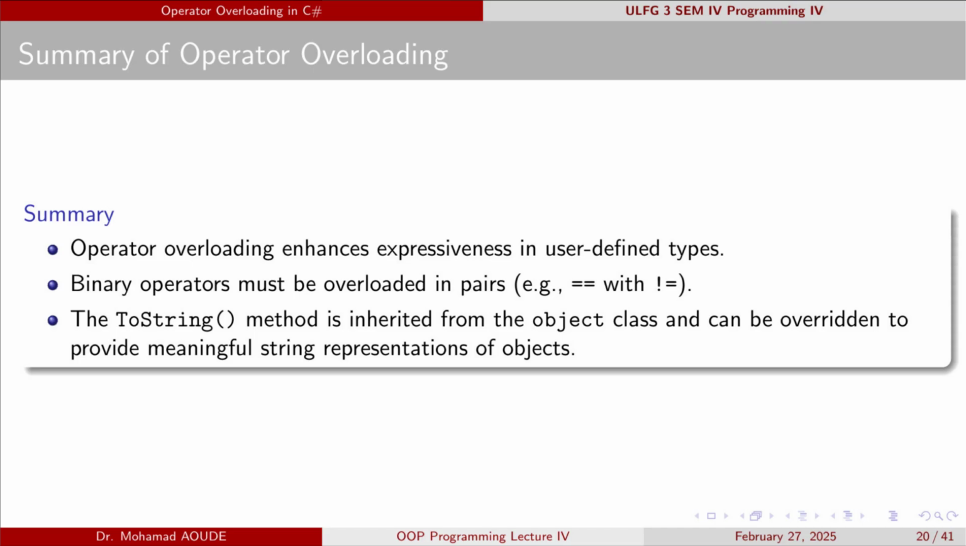Final key points from today: operator overloading enhances class usability and expressiveness. Binary operators must be paired correctly. toString improves object readability. Every design decision you make, overloading an operator or customizing toString, should serve the larger goal: making your code more natural, reliable, and professional.